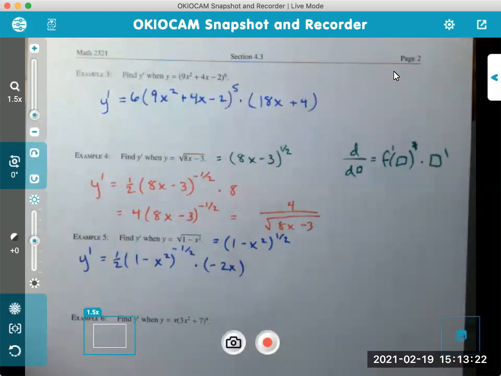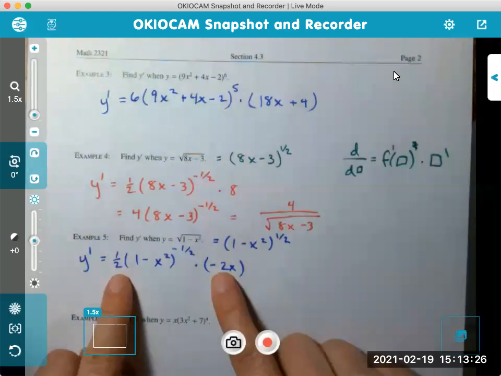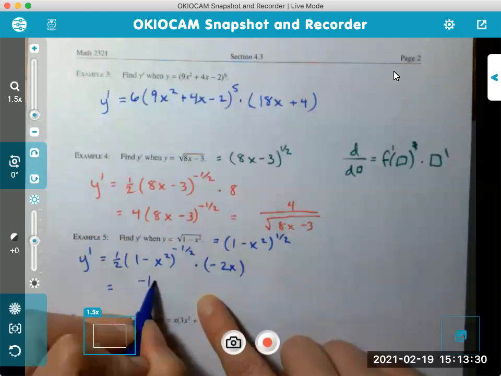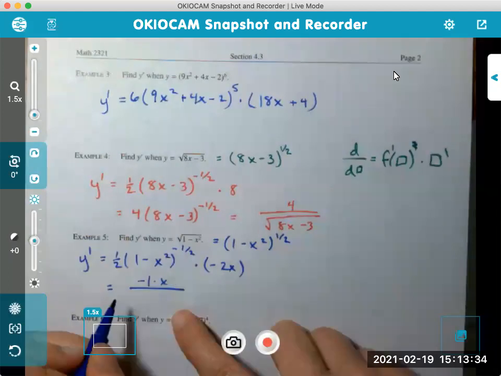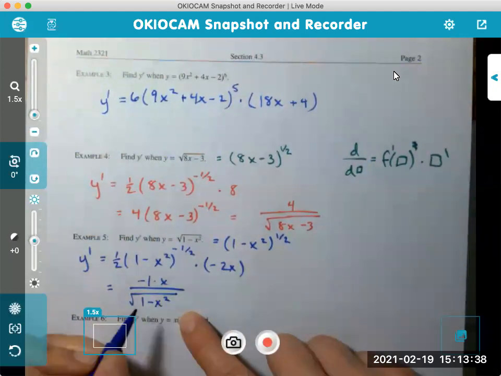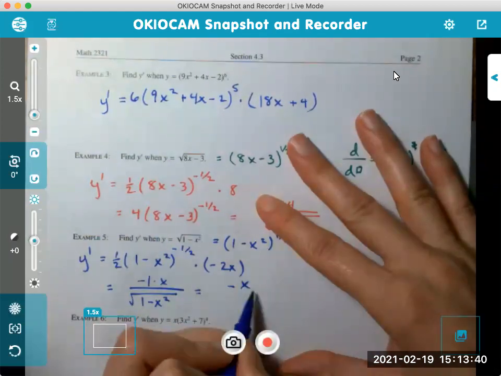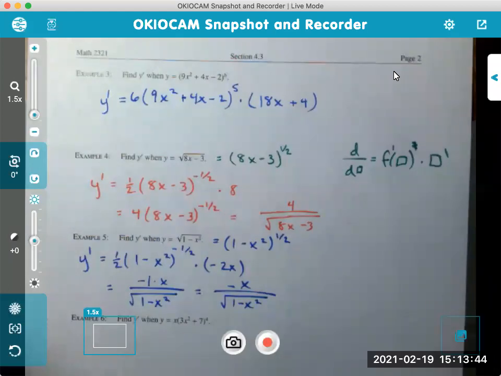That's it. Again, if you want to keep going, you can see that 1/2 times -2 is -1. So it's a -1 times x in the numerator. Remember, the negative exponent means we slap it down in the denominator, which then in turn becomes a prettier -x over the square root of 1 minus x squared.